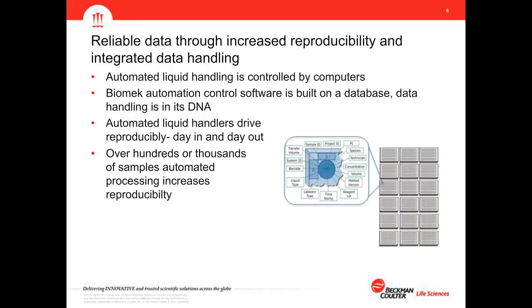Automated liquid handling or automated laboratory processing is controlled by computers, and the Biomek automation control software is built on a database. And what that means is that data handling basically is in its DNA. So whenever in Biomek we pipette liquids, we also virtually pipette the data. And in the image to the right, you can see that these data can be a lot of things, not just sample ID, but concentrations or the actual protocol you are running, the source plate, a batch number, etc., etc.